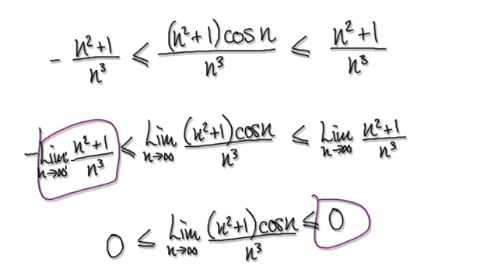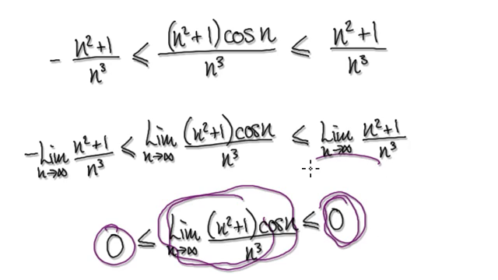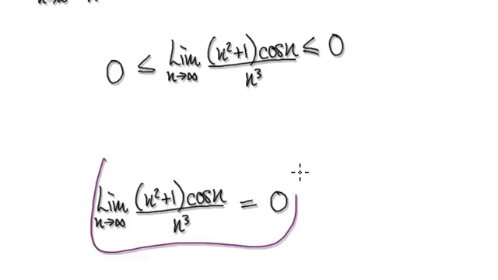As n tends to infinity, this thing here is going to be 0. We don't know the precise value of this thing, but we know that it's trapped in between 0 and 0. So by the squeeze theorem, this will have no choice but to have a limit of 0. So your overall answer would be this.